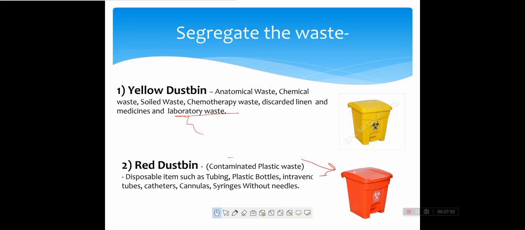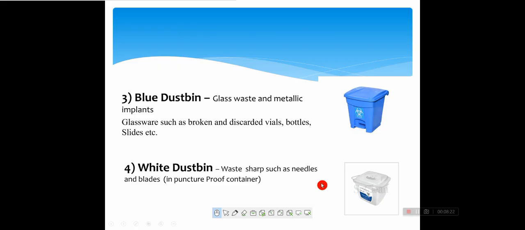In the red dustbin, we mostly put contaminated plastic waste, and it includes tubings, plastic bottles, intravenous tubes, catheters, cannulas, all the material which is made from plastic. Contaminated plastic is put in the red dustbin. And this question is very important from an exam point of view. So now let's move to the next slide.